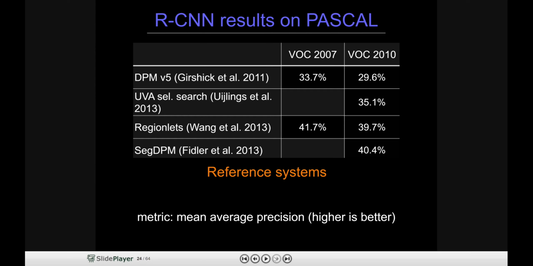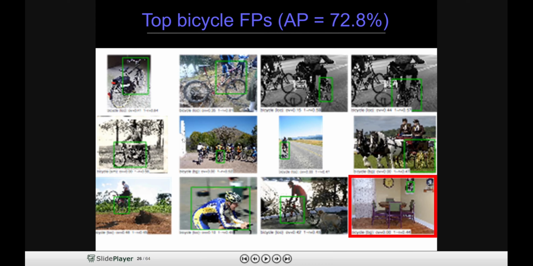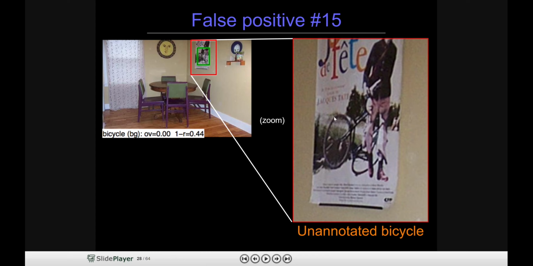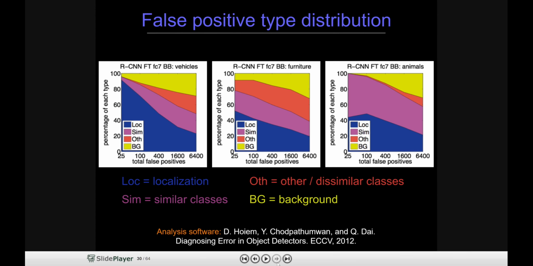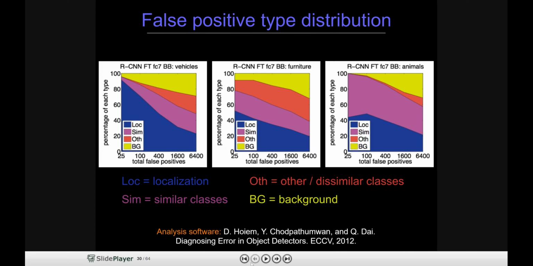Over here they're referring to some of their results, and these are some of the false positives, and these are the results of the false positives. You can see that it's a bicycle, but it's not an annotated bicycle. It's a bicycle, an image within an image. So let's move back to the paper as well.